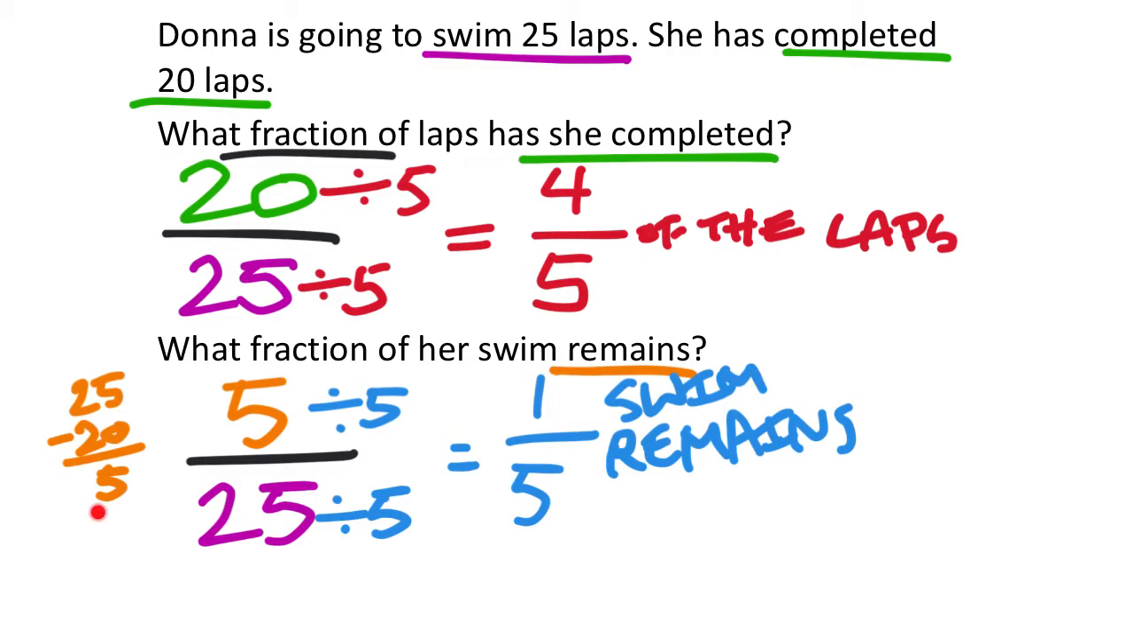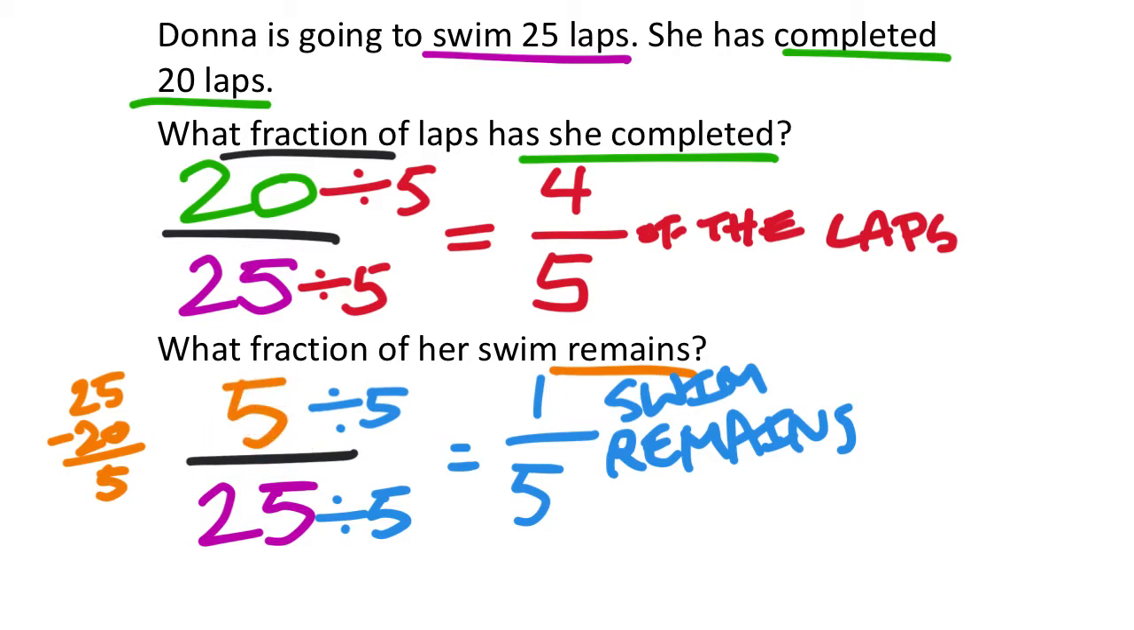Now, I got this from subtracting the 5. And remember, this is crucial that we understand what the question was asking for. What fraction of the swim remains? That's the full 1/5 right there that we need. It's not asking how many laps. That would be worded differently, of course, and that would change the answer from a fraction to a whole value, which we would have seen as 5 right there.